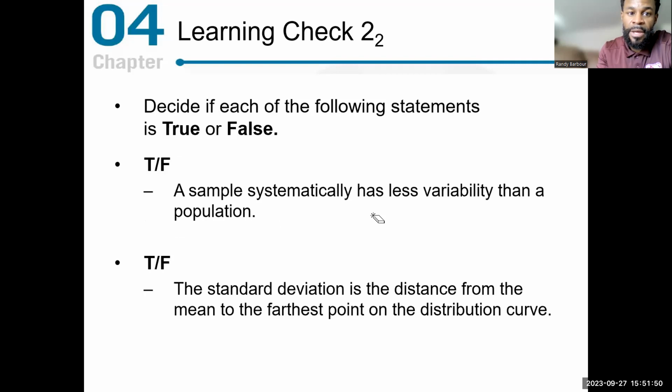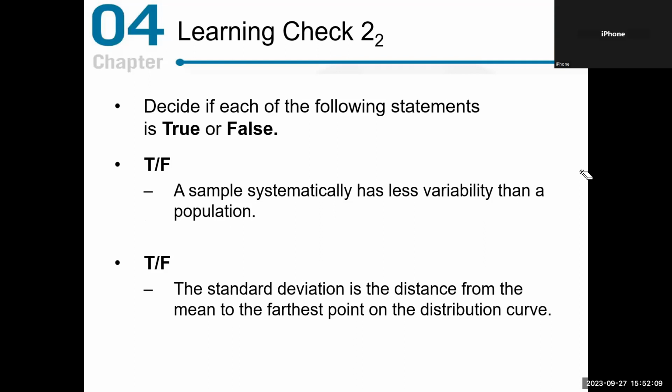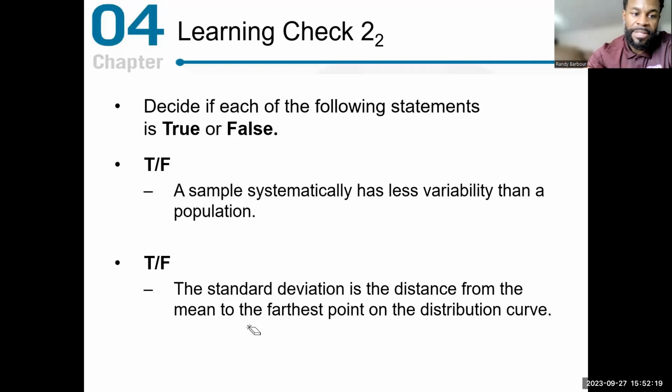All right. True or false? It says a sample systematically has less variability than a population. True or false? You can put it in the chat if you want. I'm going to go with true because the population has more since it's the whole thing and the sample is just a small bit. That's good. All right. And then for the second one, it says the standard deviation is the distance from the mean to the farthest point on the distribution curve. True or false?